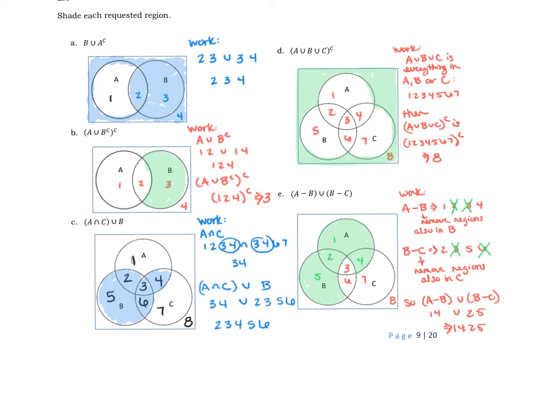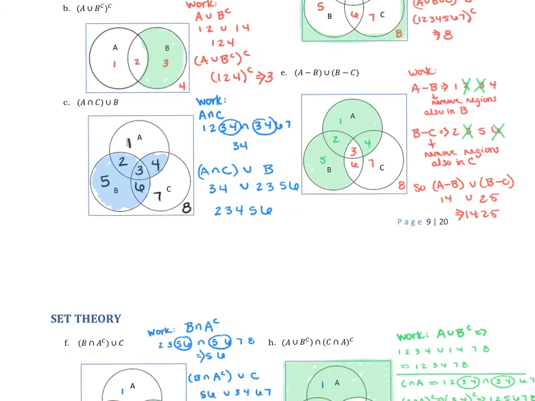So for example, in question E, when I started with A minus B, I wrote down the regions in set A, 1, 2, 3, 4, and then since region 2 and region 3 are also a part of set B, those are the ones you cross out. You can't cross out a 5, you can't cross out a 6, because they're not in set A to begin with. So again, take a peek, see how you did.